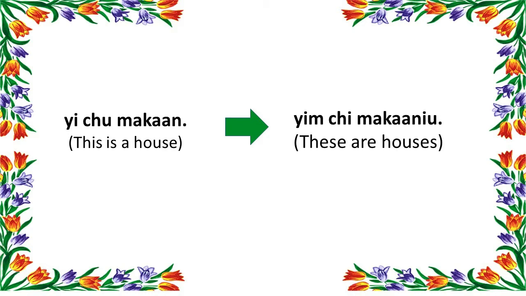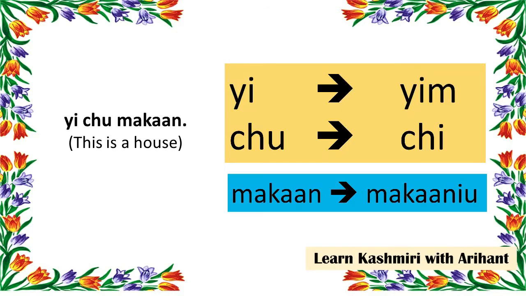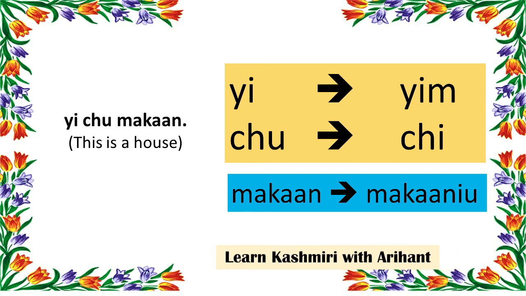Ye chu makan. This is a house. When we have to convert it into plural, we will say yim che makan. These are houses. Ye becomes yim, chu becomes che, and makan stays makan.